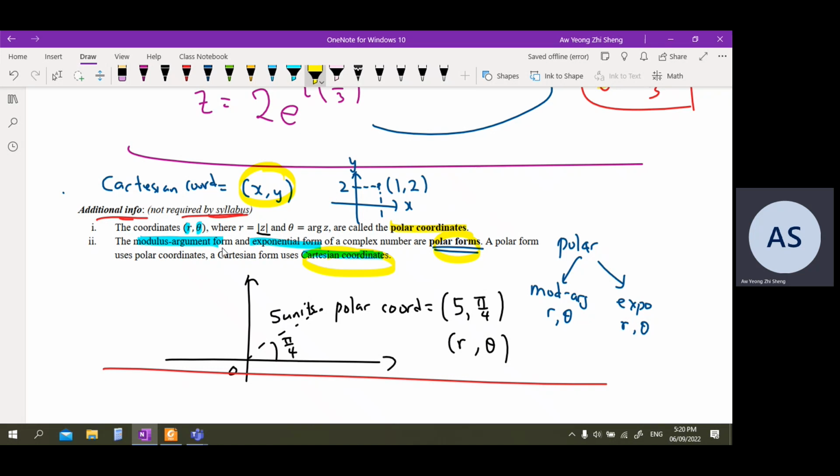Anyway, this additional info is not required in our P3 Chapter 10 syllabus, so you don't have to worry about it. This is just something extra for you to know.